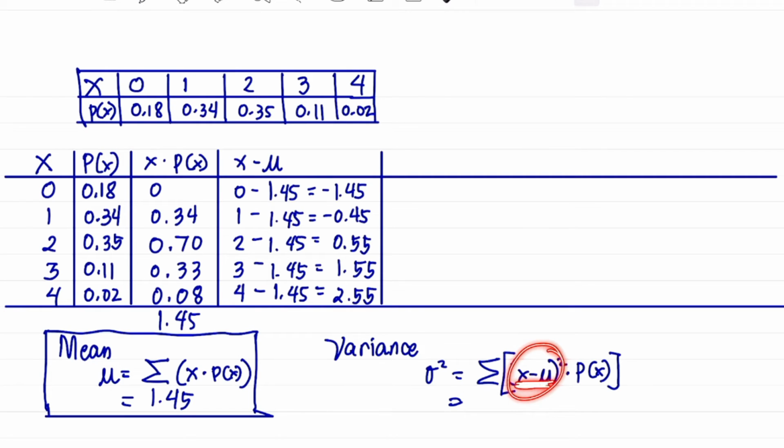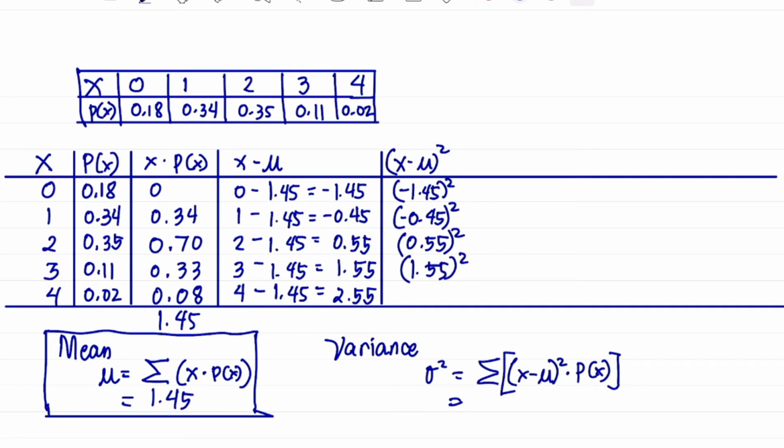So we found already the x minus mu. So we're going to take the square of the numbers or the difference. So each difference, so x minus mu squared. So we have negative 1.45 squared, negative 0.45 squared, 0.55 squared, 1.55 squared, and 2.55 squared.